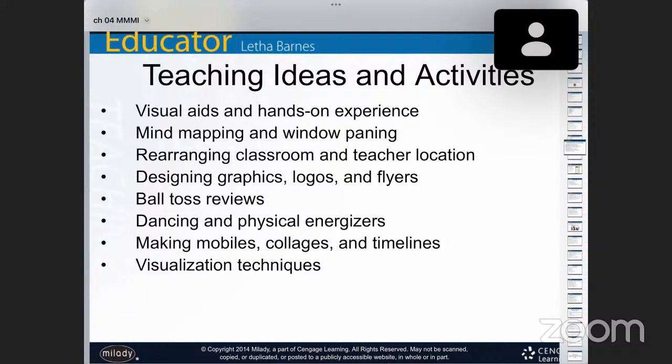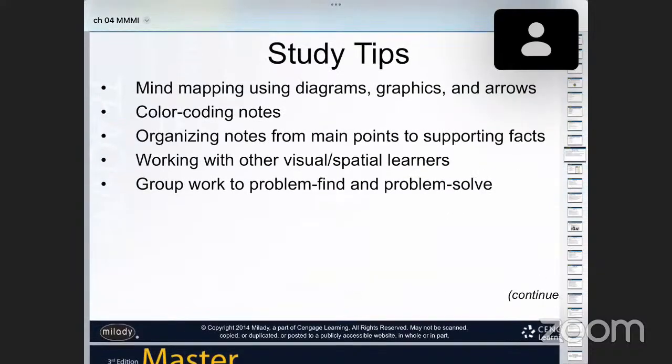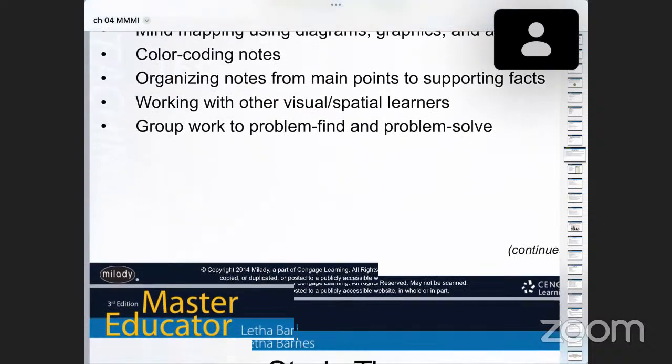And then dancing and physical energizers. So they may like rhythm also. Making mobiles, collages. They like projects. All right. And visualization techniques. So you show them, you're doing demos, and this person is absorbing it. They work in groups to find or solve problems. They work well with others who learn the way they do. Color coding things, organizing notes, and they also like using pictures, mind maps, things of that nature.